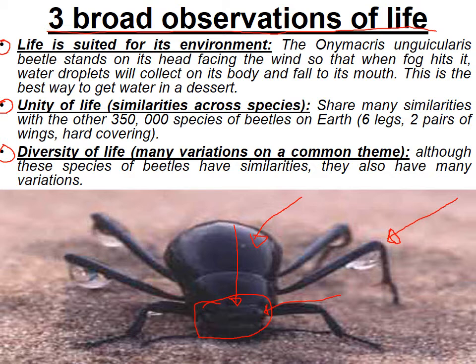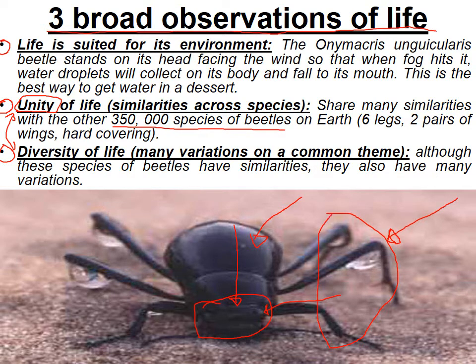The unity of life is also another interesting observation that scientists have made, and it goes hand in hand with the diversity of life. So there's 350,000 different species of beetles on Earth today. And what's interesting is that they seem to have this commonality that exists between them. There's a unity between them. They're all very similar to each other.